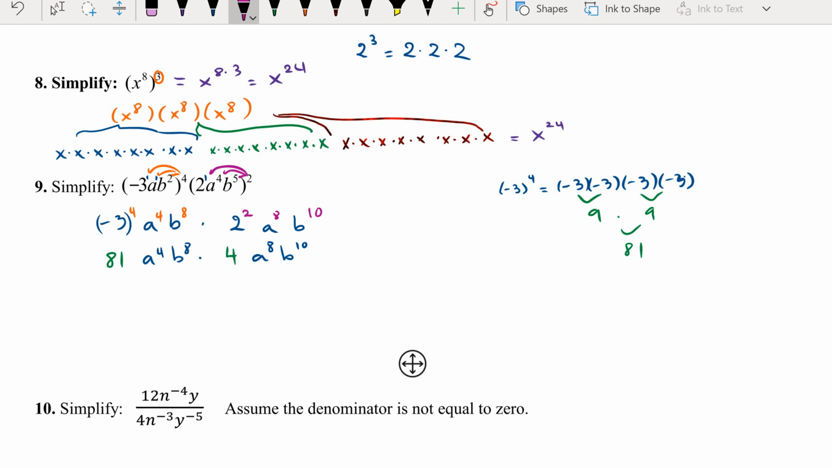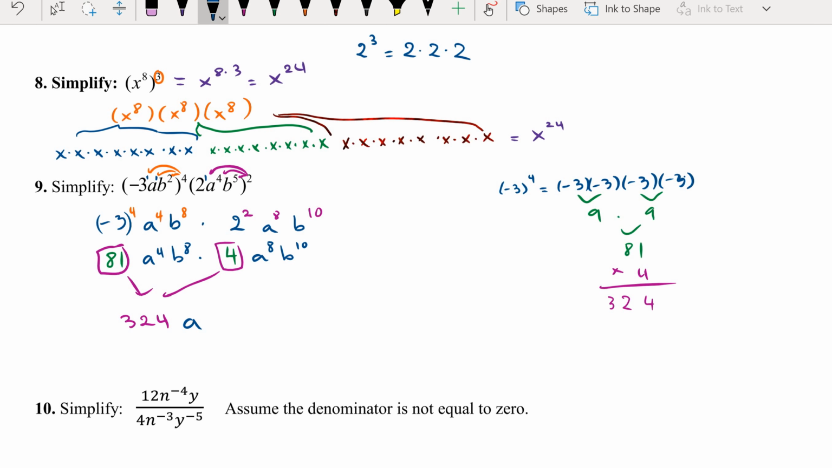So my next step I'm going to do is multiply 81 and 4. 81 times 4. 4 times 1 is 4. 4 times 8 is 32. So 324.